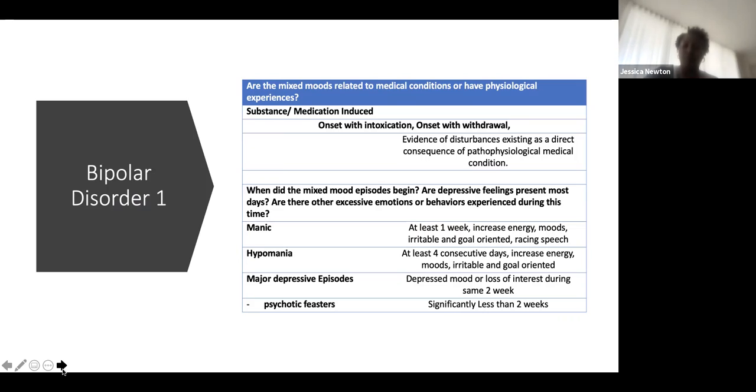Are these mixed moods? I'm sorry, guys. I totally lost my train of thought.